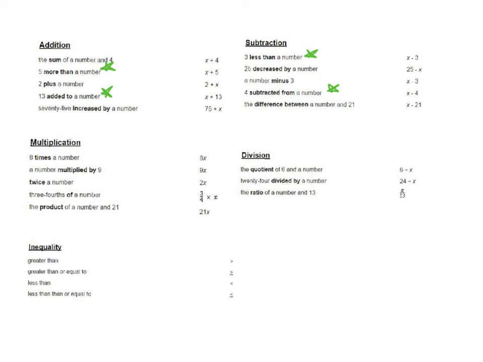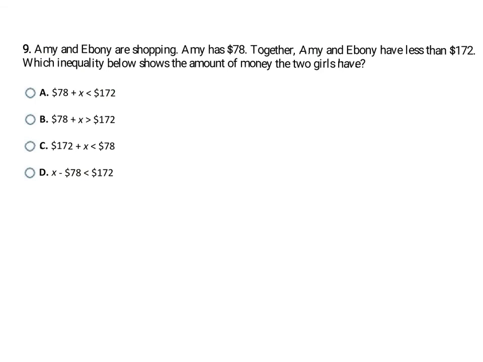Multiplication, our keywords are times, multiplied by, twice of, and a product. Division, our keywords are quotient, divided by, and ratio. And then now we're going to have inequalities. And our inequalities are greater than or equal to, less than or equal to.